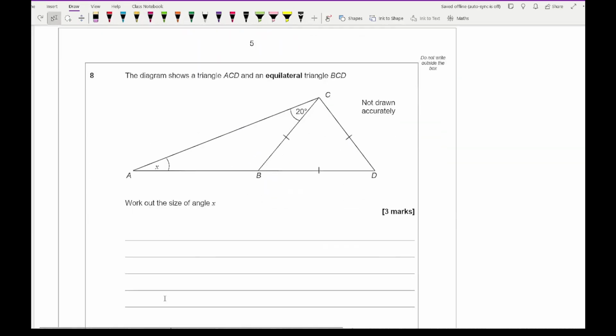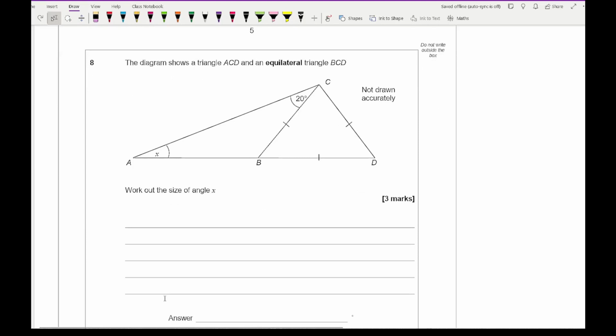Moving on to question 8, it says the diagram shows the triangle ACD and an equilateral triangle of BCD, and the question is asking us to work out the size of angle X. Now in an equilateral triangle all the angles are going to be the same, and I know that angles in a triangle add up to 180, so 180 divided by 3 gives me 60, and that's a known fact, so if you know that anyway you could just go straight into working that out.